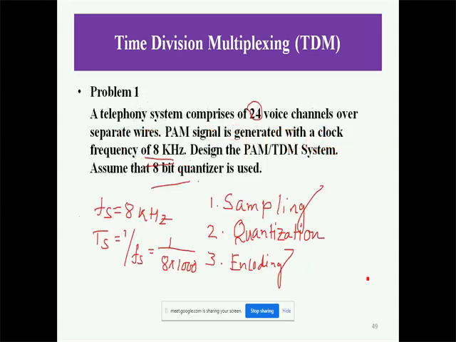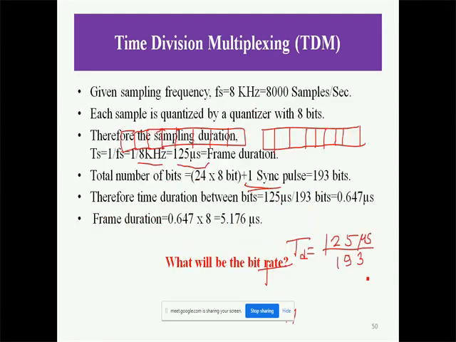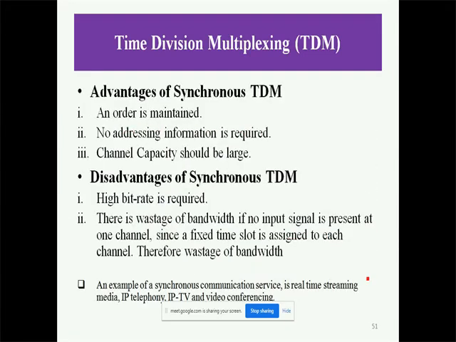And this TDM is basically synchronous TDM, so one extra pulse will be added here for synchronization. Now the advantages and disadvantages of TDM. In the advantages of TDM, we can say an order is maintained, like A1, A2, A3, B1, B2, B3, C1, C2, C3. In this way order is maintained, so no addressing information is required.